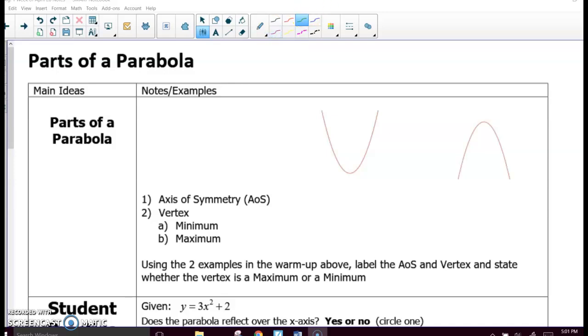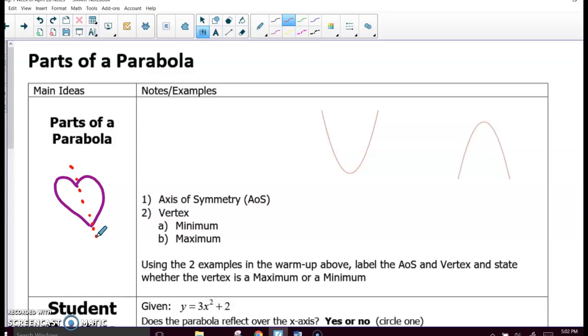Let's take a look at parabolas more closely and parts of a parabola. First thing we're going to look at is something called the axis of symmetry. We're going to abbreviate that AOS. Symmetry is something that an object possesses if it can be reflected over something like a line. You can think of a heart having symmetry because you can divide it down the middle, approximately, and it's the same thing on both sides.